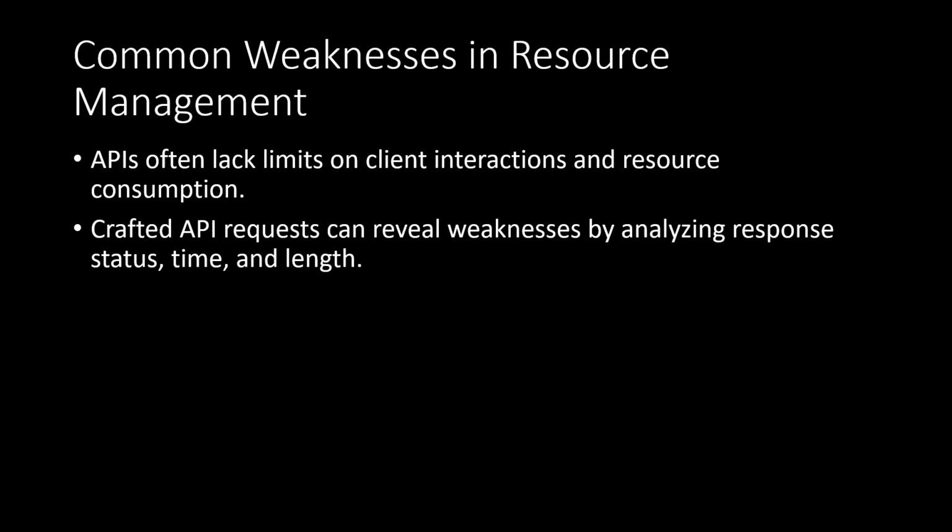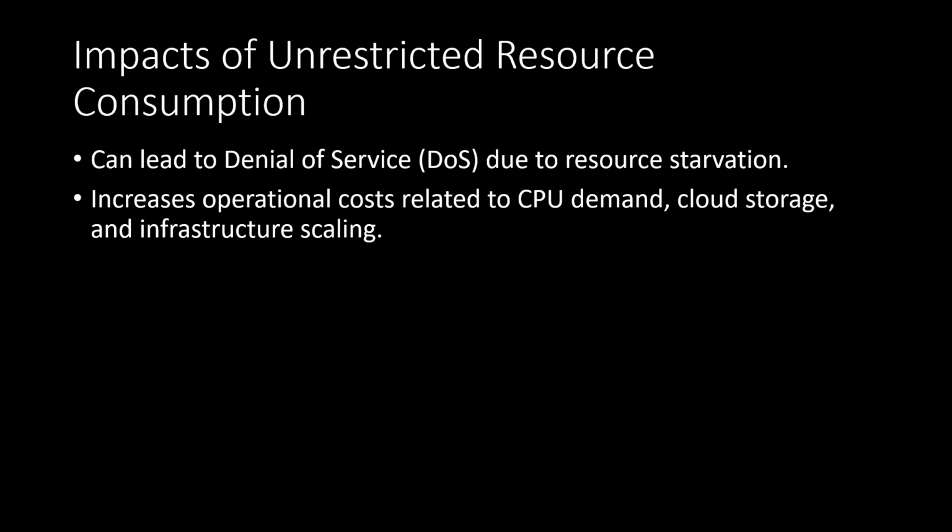Many APIs lack proper limits on client interactions and resource consumption. Attackers can craft API requests that include parameters to control the number of resources returned, revealing weaknesses through response status, time, and length analysis. The impacts of unrestricted resource consumption can be severe. It can cause a denial of service due to resource starvation and significantly increase operational costs, such as higher CPU demand, increased cloud storage needs, and infrastructure scaling.